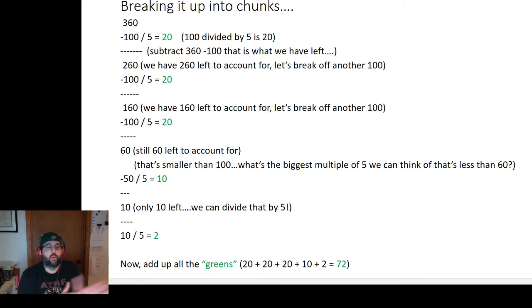So now 50 is the next thing we're going to take away. 50 divided by 5 is 10. We're going to mark that in our third column there, indicated as green here on the screen.